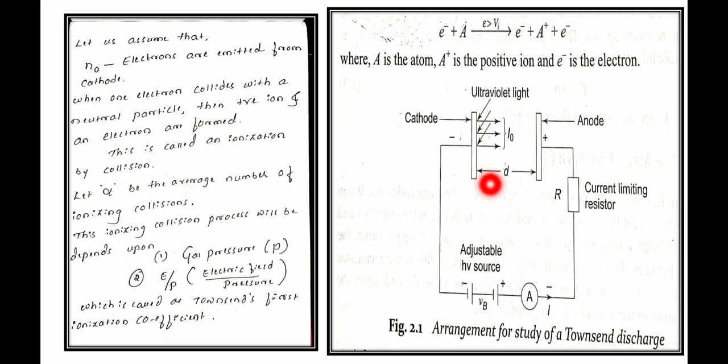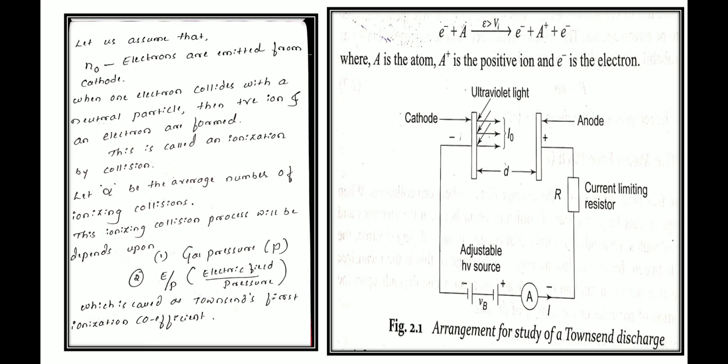So how much current is flowing between these two electrodes, that estimation or calculation of the current, is going to be done with the help of what? Townsend's current growth equation. I hope this is clear to all of you.